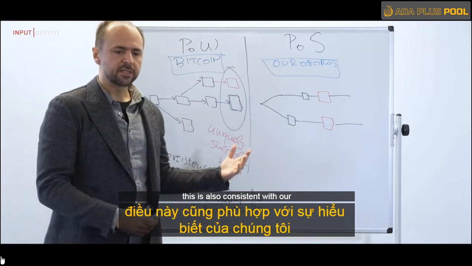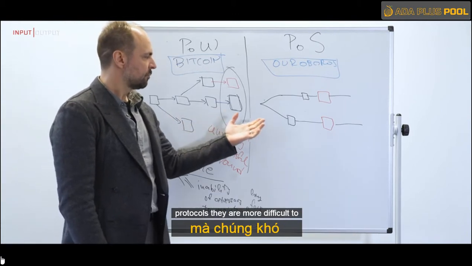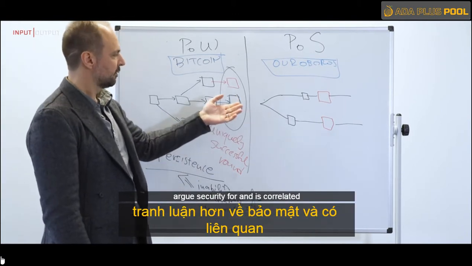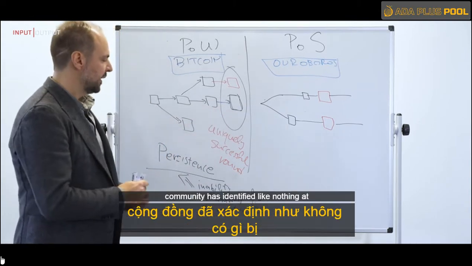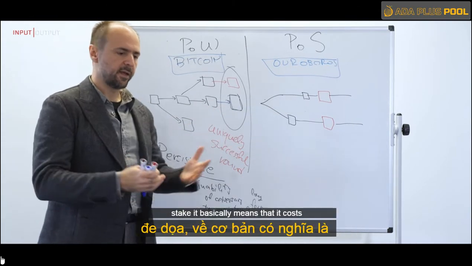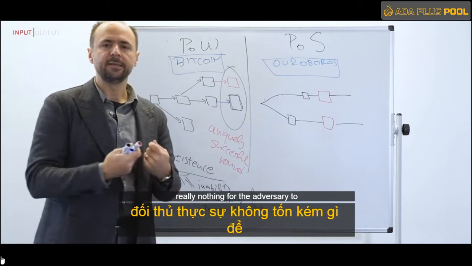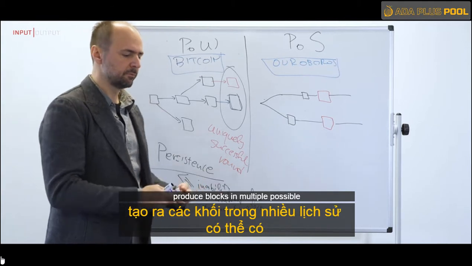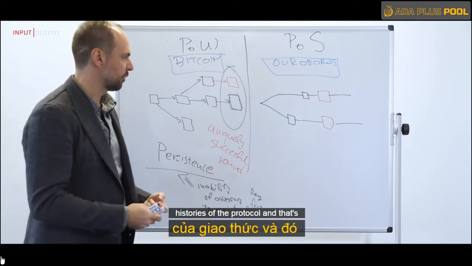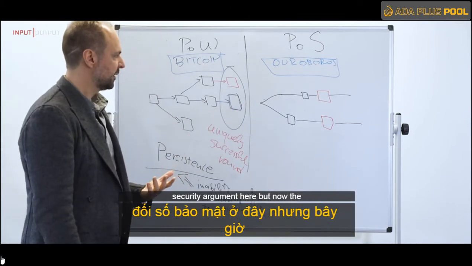This is also consistent with our understanding that proof of stake protocols are more difficult to argue security for, and is correlated with problems that the blockchain community has identified, like nothing at stake, which basically means that it costs really nothing for the adversary to produce blocks in multiple possible histories of the protocol. And that's exactly the point that spoils the security argument here.